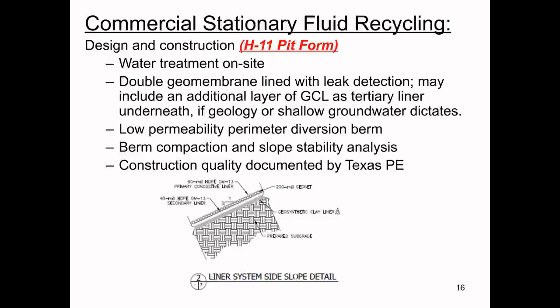An H11 pit form is basically the form that is used as an application cover, and then everything behind that is all the technical information. And here's a typical liner design with a 60 mil primary, a leak detection of a 200 mil geonet in between, and a 40 mil HDPE secondary. And they've also gone to a geosynthetic clay liner below the secondary as a tertiary or additional liner.